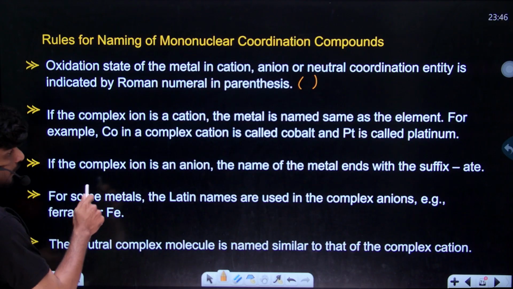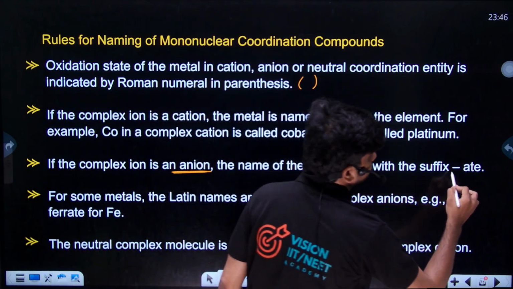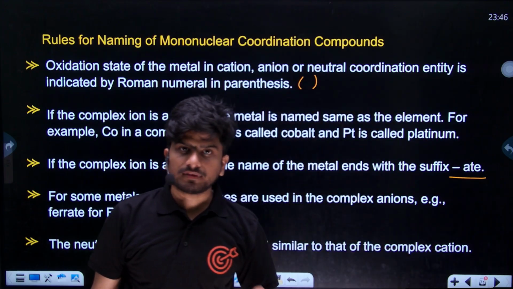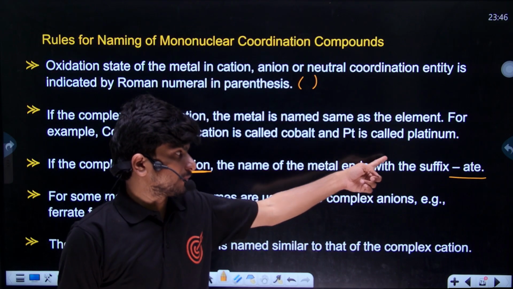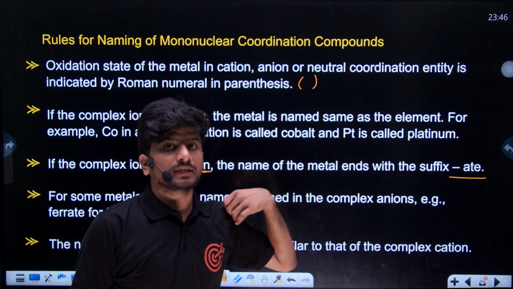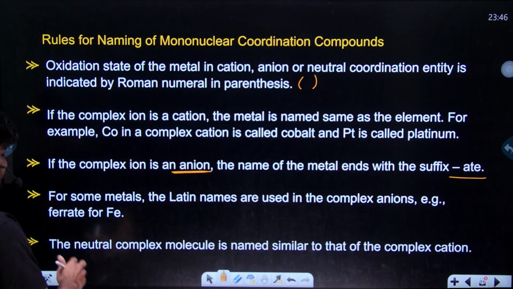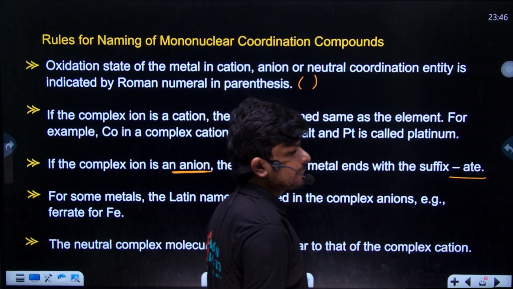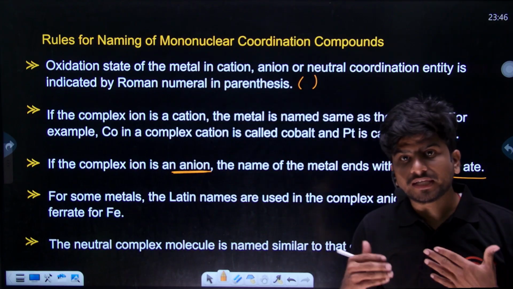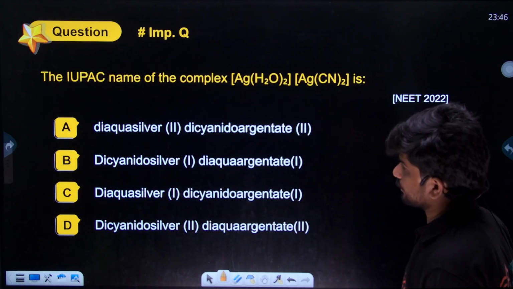But if the complex ion is an anion, then the name of the metal atom ends with -ate. For example, iron, ferrous, you will write as ferrate. Platinum, if it comes in the anionic part, is called platinate; nickelate, chromate, like this. A neutral complex molecule is named similar to a complex cation. So there won't be any change in the name of the compound as in cations.